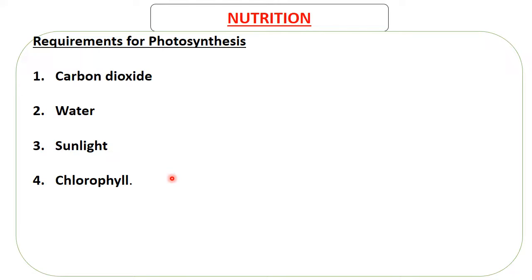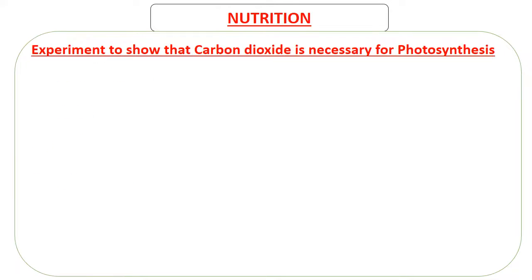So we're going to do a few experiments, maybe 3, so that we find out if carbon dioxide is really important for photosynthesis, and if sunlight is really important for photosynthesis, and also chlorophyll. We're not going to do one for water. It's not the main concern in the syllabus. So we're going to start with carbon dioxide.